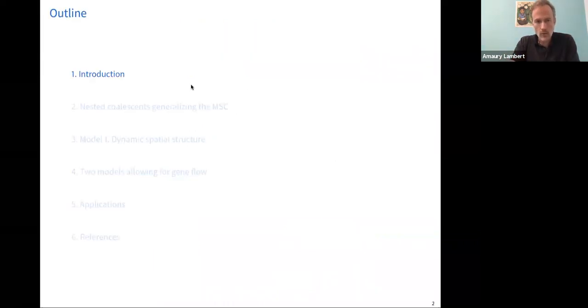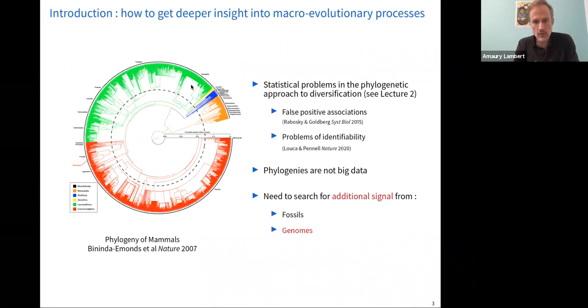So let me go back to these phylogenies. So here an example of a phylogenetic tree of mammals. And so I didn't mention some problems that you can go through when you try to analyze these phylogenies and use them to infer how the diversification process has occurred during the past.